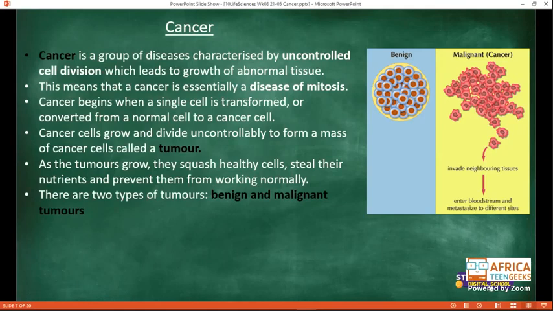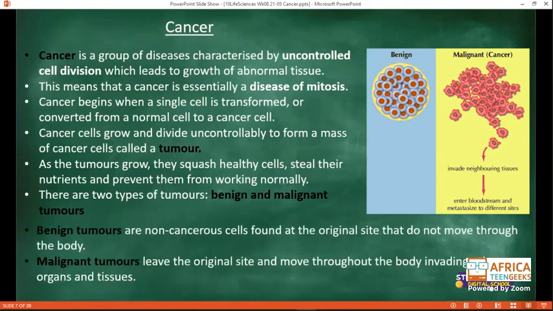And we have 2 types of these. We have the benign tumors and the malignant tumors. Benign tumors are non-cancerous cells found at the original site that do not move throughout the body. Yesterday I said these are also cancerous; benign tumors can then become cancerous. They start off non-cancerous, but as time goes, they can develop into cancerous cells. An example of these is fibroids.